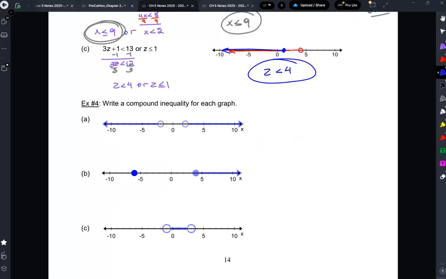Okay, now we're going to go backwards. Now we have these and we have to write the inequality. So first of all, we have A, B, and C. We're going to go down and we're going to say which one is an and, which one is an or. The first one, is it an and or an or? Raise your hand if you think and. Raise your hand if you think or. It's or. Why? How do we know? They're going in separate directions.